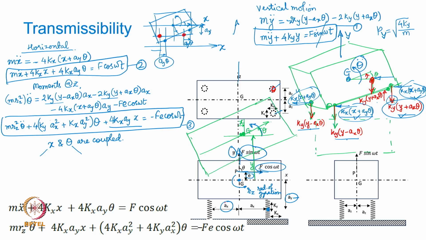And the quantities that create this coupling, what are those quantities? Kx and ay, right? Imagine that if the spring does not provide any resistance to the horizontal direction, would it generate any pitch? No. Y motion of course is completely decoupled, but the theta motion will not generate any x because there will be no resistance in the x direction.